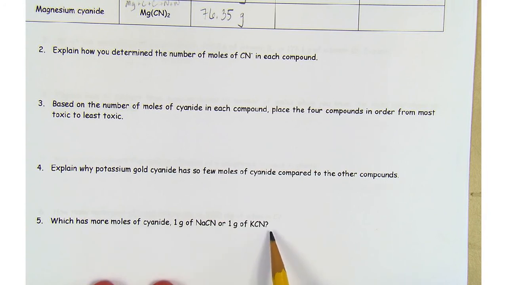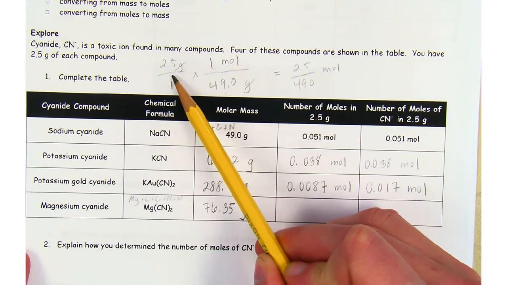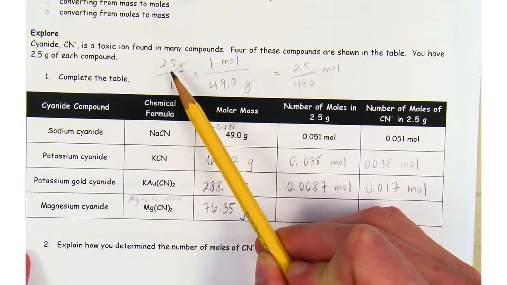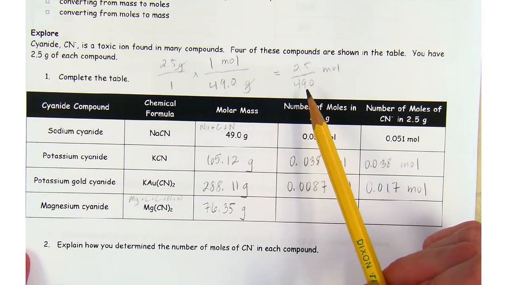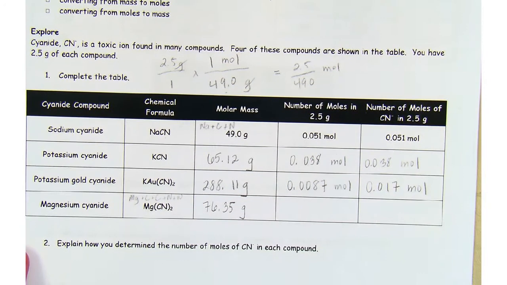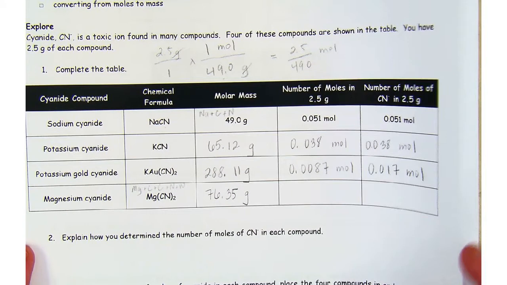So there's a couple ways you can approach this. You can approach this with math, kind of like we did up here, but instead of 2.5 grams, now you're talking about 1 gram. That's one way to approach this, to do the math out and then compare the number you get. Another way is just to think about the molar masses. So I'll let you do that one on your own.